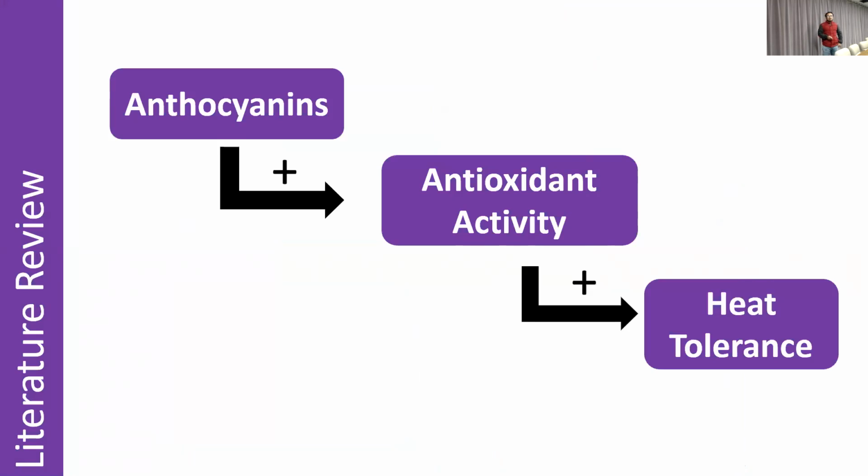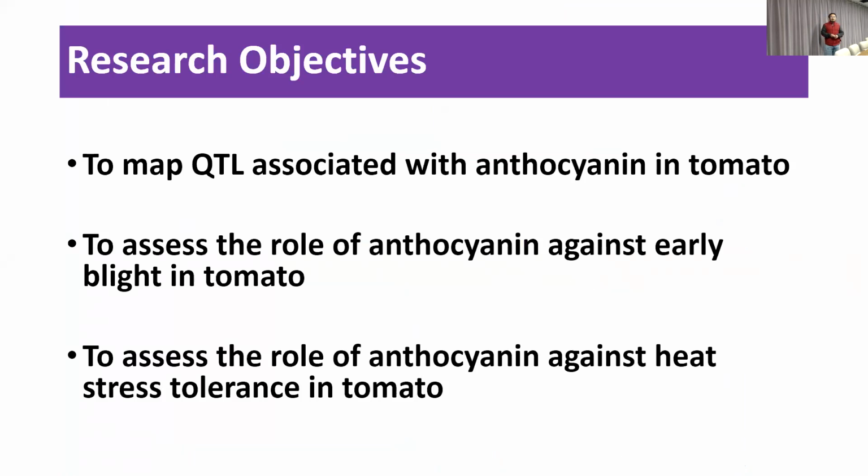So now let's go with the main research that we are dealing with. The main research objectives here are mapping QTL associated with anthocyanin in tomato, assessing the role of anthocyanin against early blight in tomato, and the last one, assessing the role of anthocyanin against heat stress tolerance in tomato.